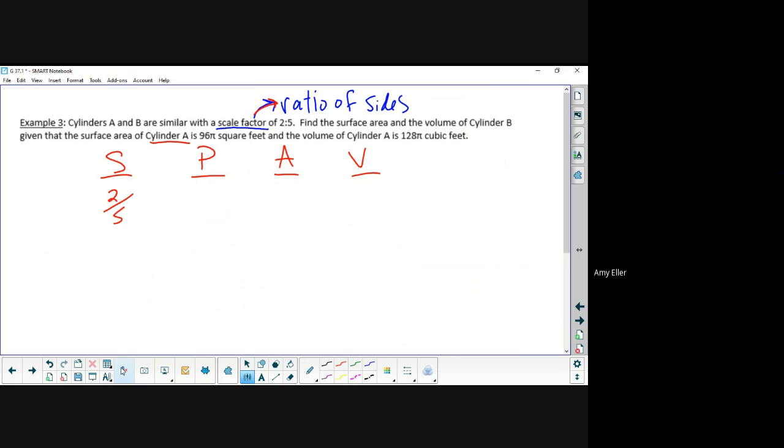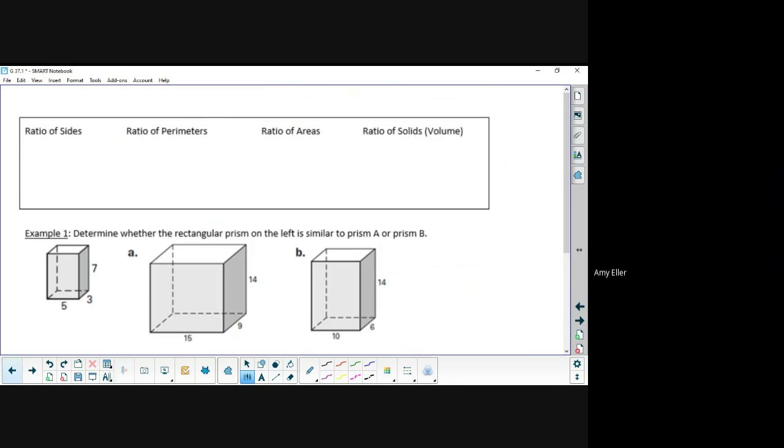You will not put this surface area number right here and this volume number right here. You will not do that because we only have one volume and one surface area. We have to have one from each figure. So only fill in what you know of both. We know both of them. If we simplify the sides, it'll be 2 over 5. Now take your 2 over 5 and fill in the others like we did up here.